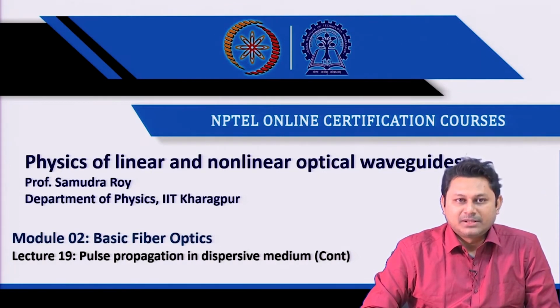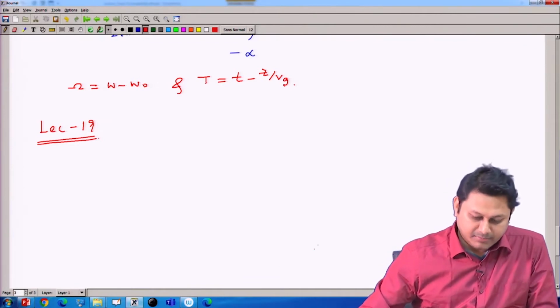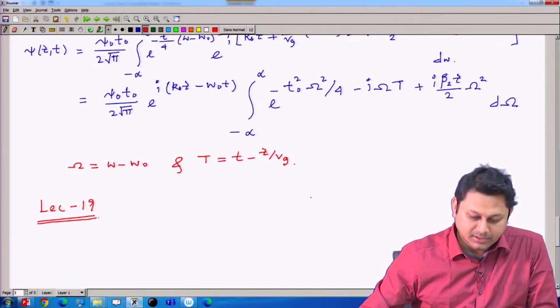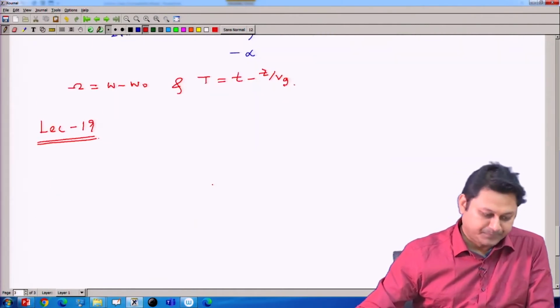Today we have lecture number 19, and in the last class we started the calculation of pulse broadening in a dispersive medium. So today we are going to continue that calculation. If you remember, in the last class we derived psi t in this particular form, where omega, big omega and t were defined. So today we will start from this and continue.